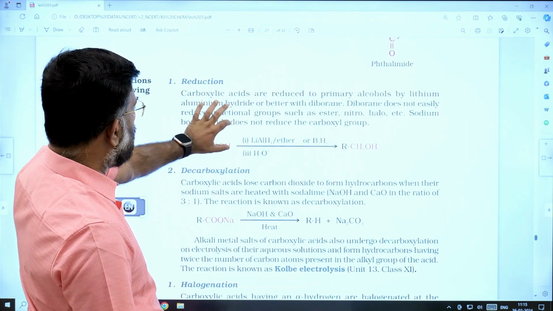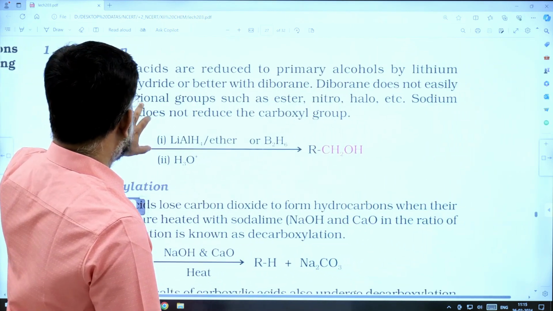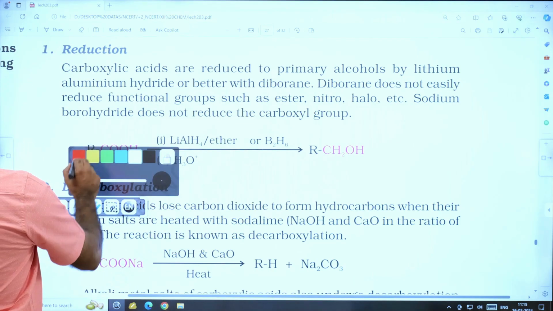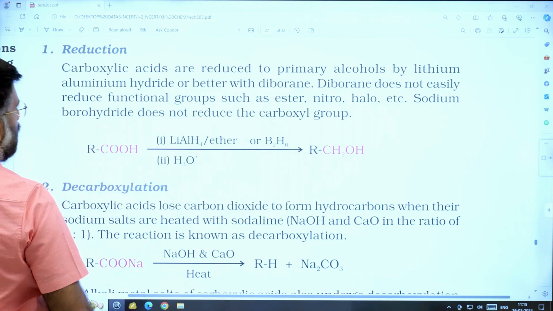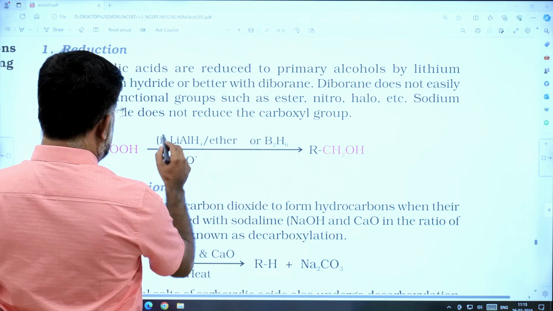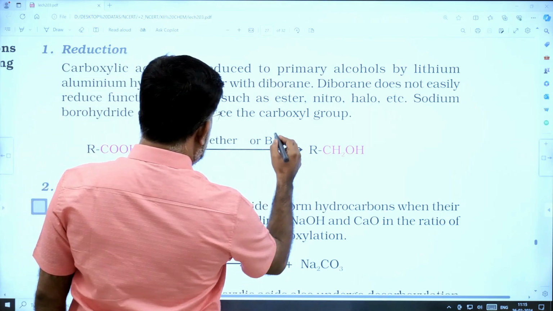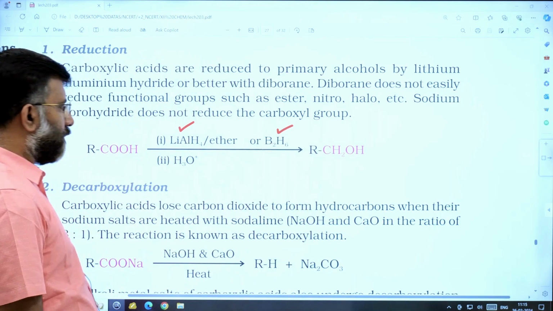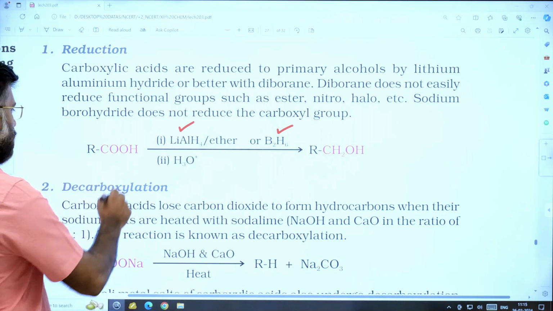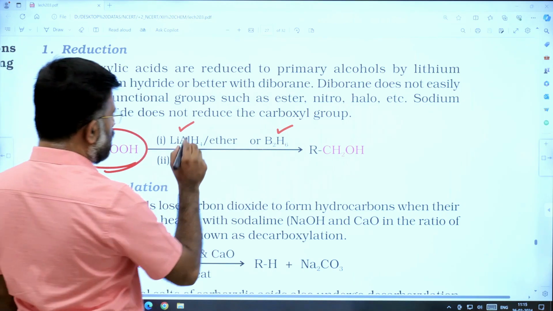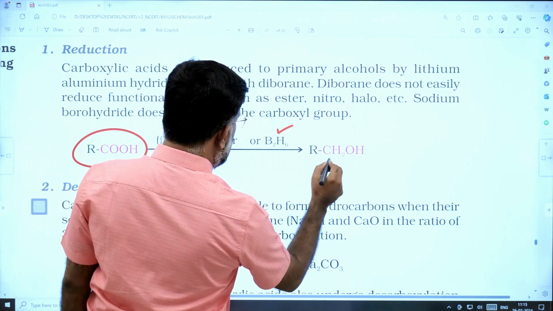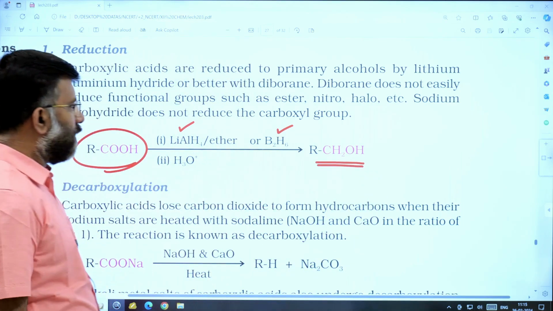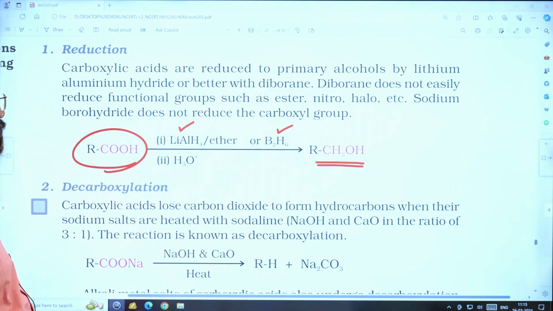Then reduction of carboxylic acid. Carboxylic acid is reduced by lithium aluminum hydride, or better, reduced by diborane. You get a primary alcohol.